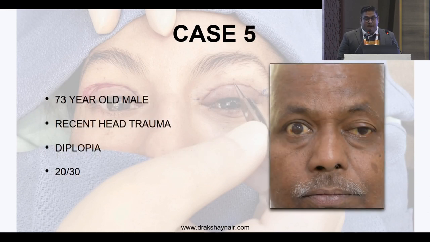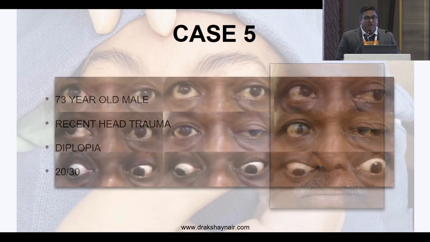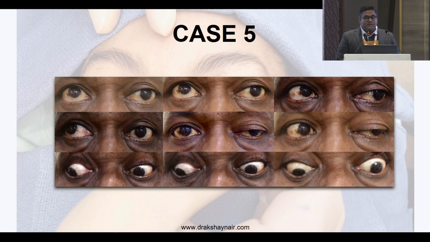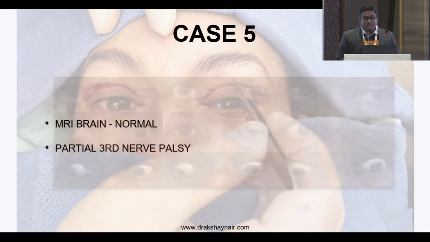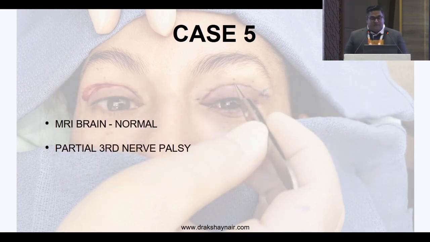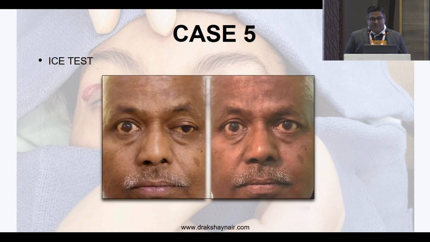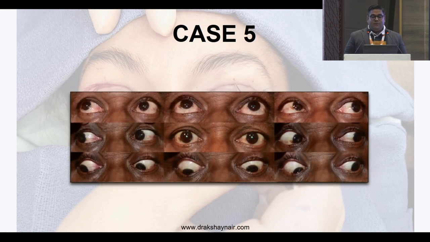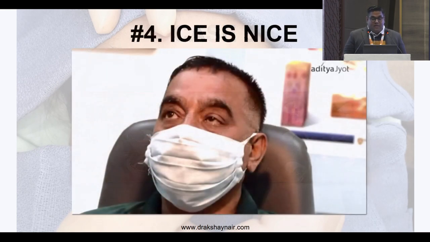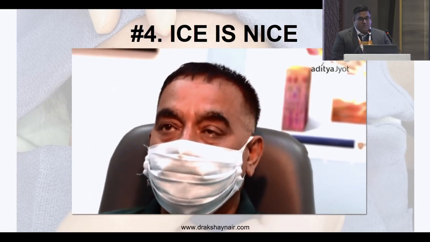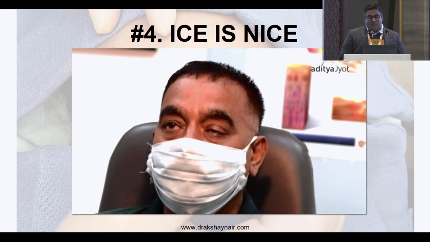So the red flag for the next one is this 73-year-old male with a recent history of trauma, diplopia. The ocular motility is restricted in all gazes. There is ptosis and restriction in most gazes. An MRI brain was done, and my squint colleague said this is a partial third nerve palsy, and we let it be. But there was something unusual about it. So all we did was an ice test for 5 minutes, and you could see his motility had completely improved and come back to normal. So ice is nice, myasthenia is not. A well-done ice test is always a good thing.